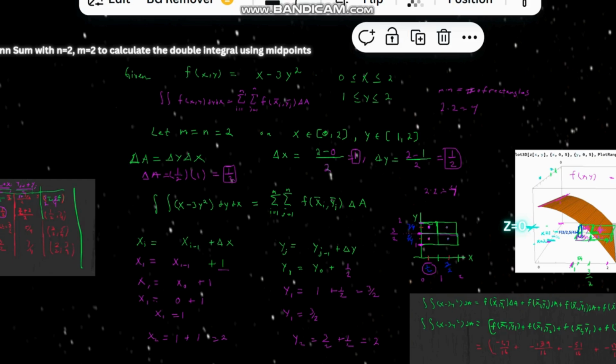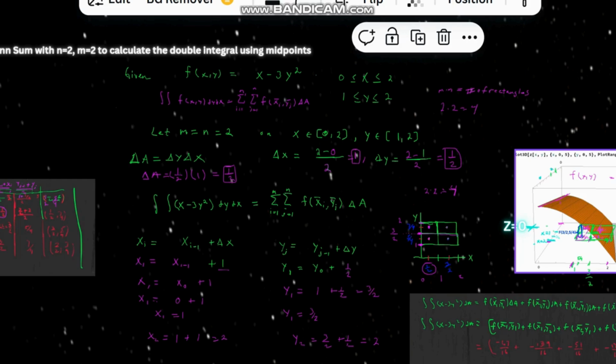First, they gave us n equals 2, m equals 2, and they say to calculate the double integral using midpoints. They're giving the function x minus 3y squared. That's this graph over here. I included the subdomain that I'm going to show you how to get, in x and y, beneath the function surface. You can see the xz trace and the yz trace right here, respectively.